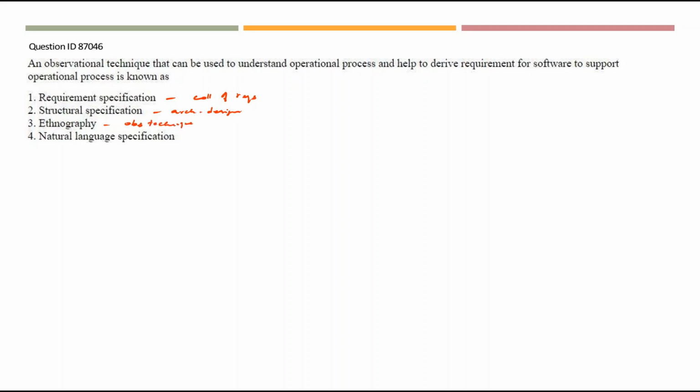Ethnography is an observational technique that can be used to understand operational process and help to derive requirement for software to support operational process. So ethnography will be the right answer because this is the only observation technique out of these four. Then what is natural language specification? From the word natural language, we can understand it is the normal plain text that we use. So it's a way of writing requirements in normal plain text. This is natural language specification.